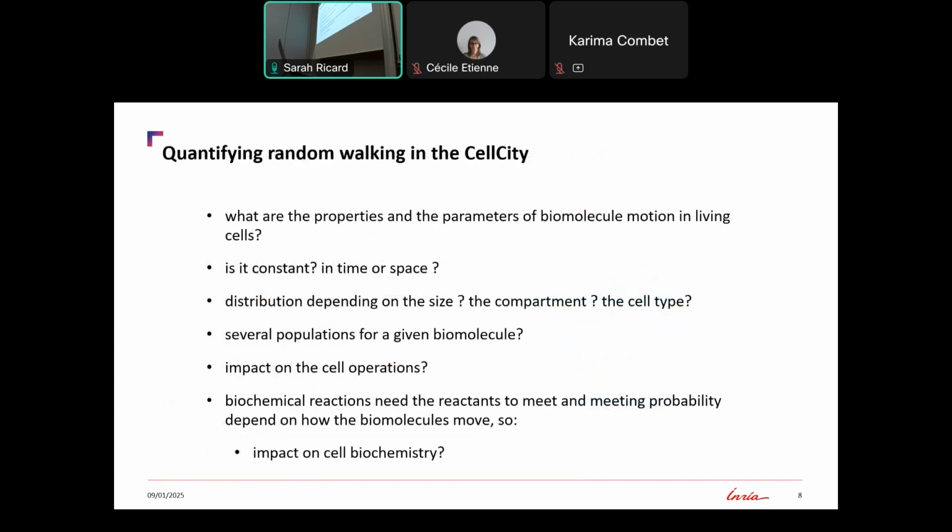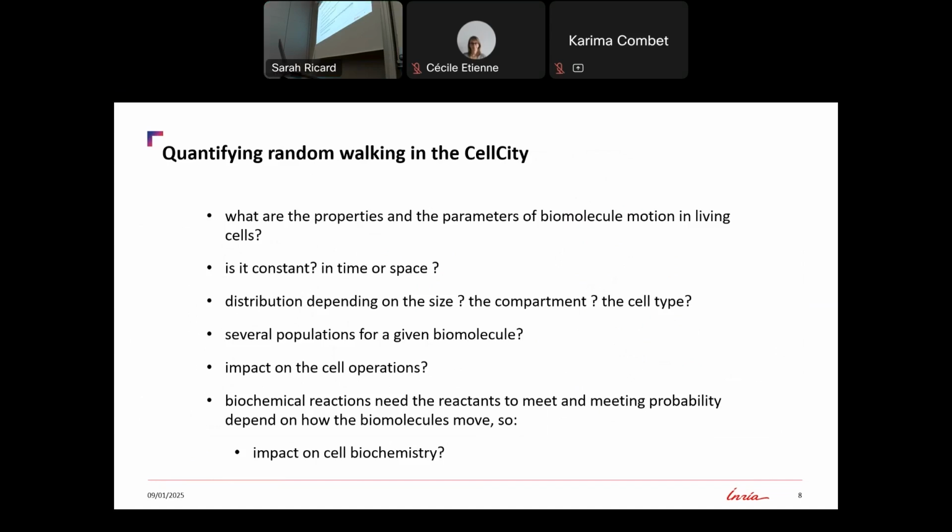So, of course, the question that we have as a scientist is, well, what are the properties of this random walking in the cell, and what are the parameters? Of course, again, it's random, so it comes with parameters that characterize the randomness. But in a living cell, what are the properties or the parameters of these motions? It turns out that it's only since 10 years, something like that, that we are able to answer these questions, and I will show you why.